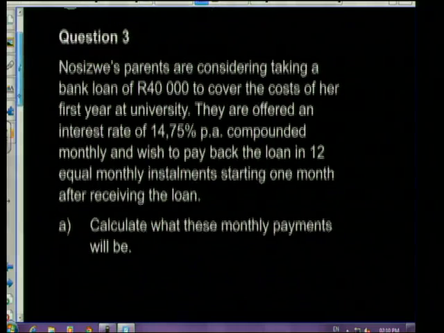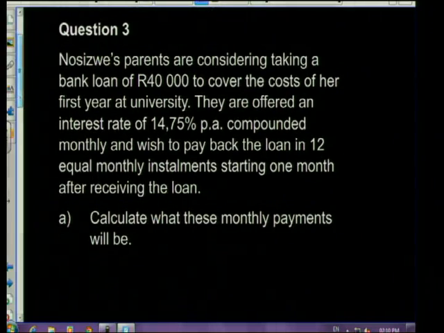Let's have a look. Nosizwe's parents are considering taking a bank loan of 40,000 Rand to cover the cost of their first year at university. Nosizwe, if you are watching, that's a lot of money. You better work hard in these exams to get into university. Then they offered an interest rate of 14.75% compounded monthly.